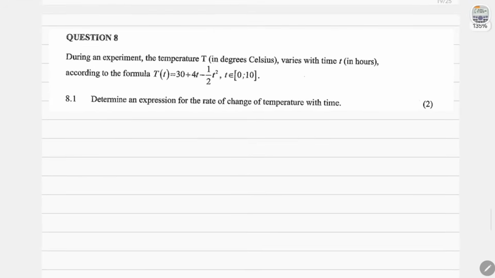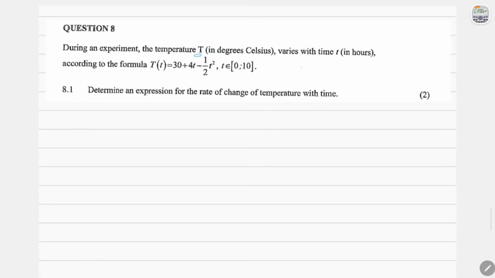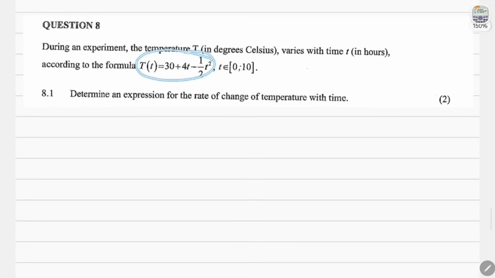Question 8 says, during an experiment, the temperature T in degrees Celsius varies with time t in hours, according to the formula, and this is the equation. They give us the formula for T of t. So this is the temperature at different times, and they specifically say that t is an element of 0 to 10. We know that this small t is in hours. So this experiment is conducted within 0 to 10 hours.